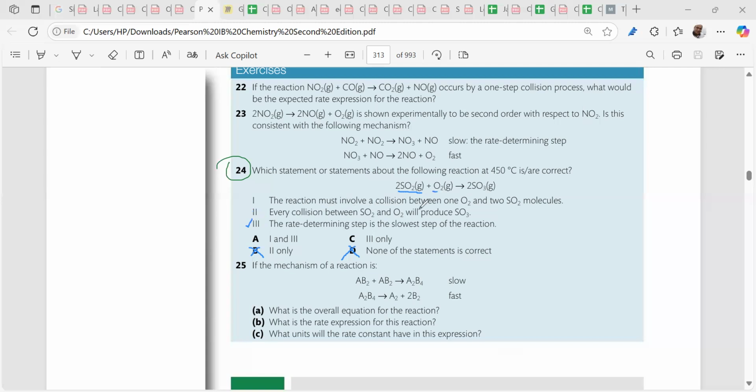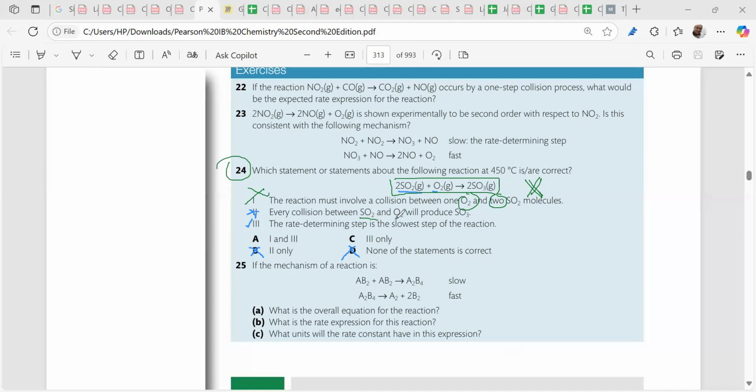The reaction must involve collision between O2 and 2SO2. Can we be sure of this? Do we have any reaction mechanism over here? We don't have. This is the main reaction. Do we have any split up, step one, step two? No. So we don't know, right? Clear? Get my point?